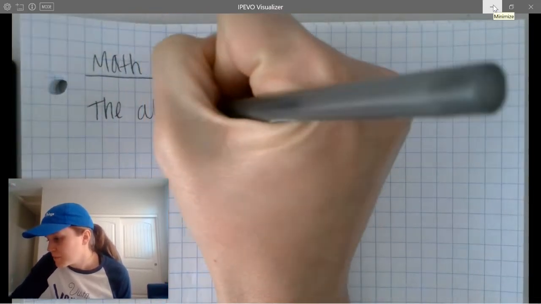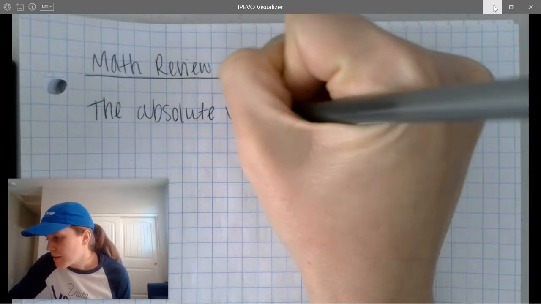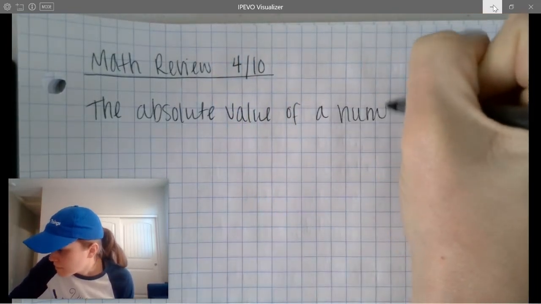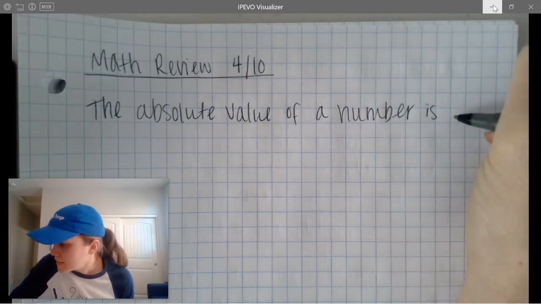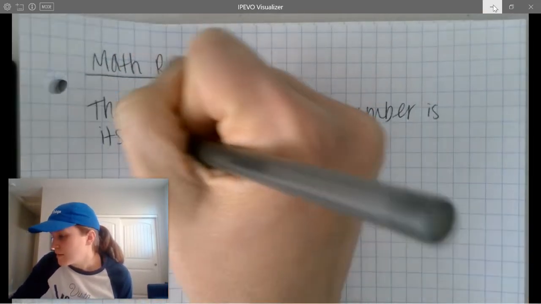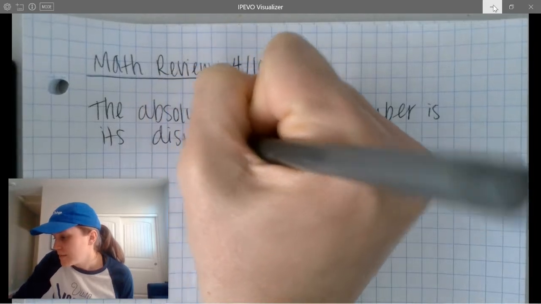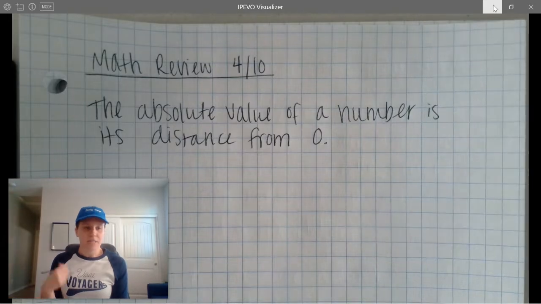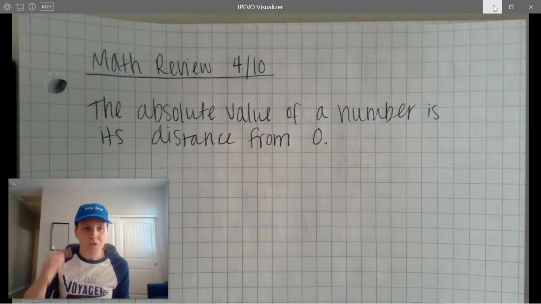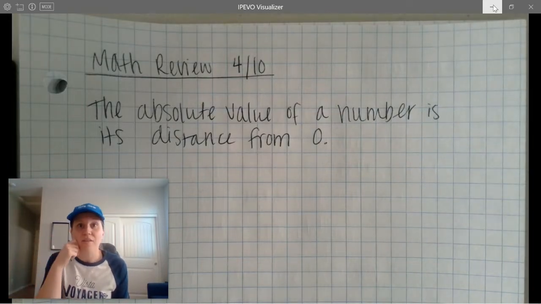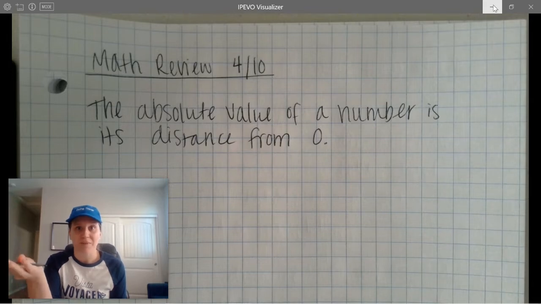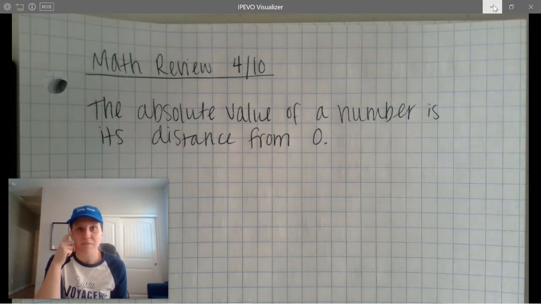The absolute value of a number is its distance from zero. So if I said what's the absolute value of the number 12, you would think about or draw 12 on a number line and think about how many spaces away from zero is 12. 12 is 12 spaces away from zero. So the absolute value of 12 is 12.